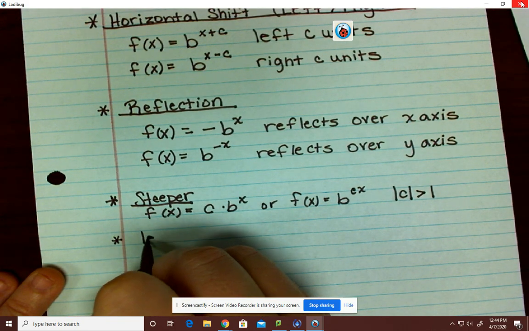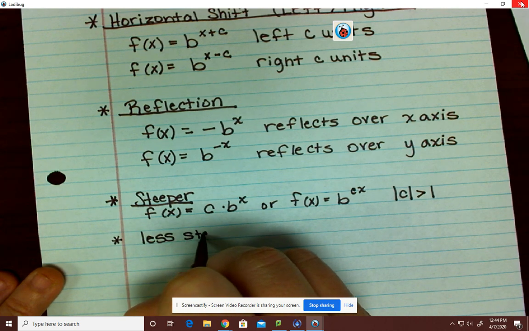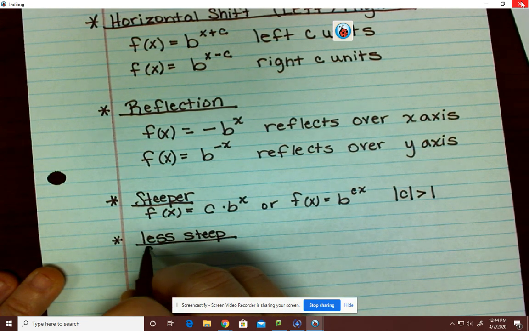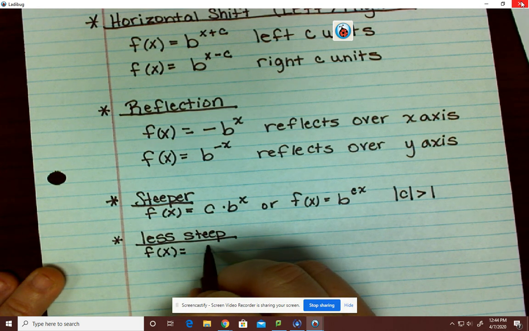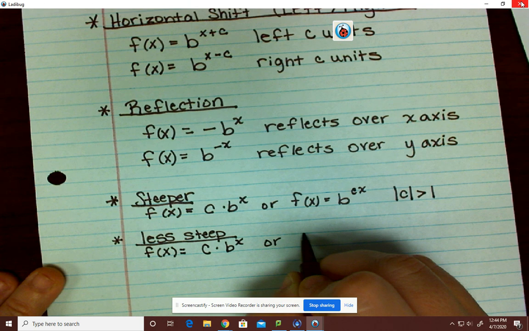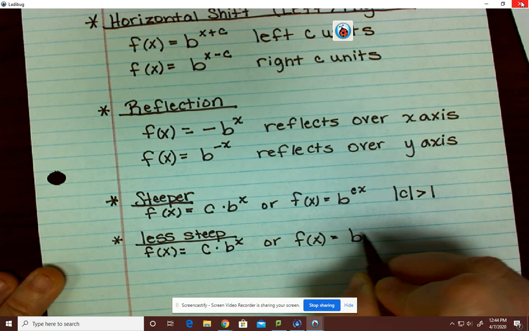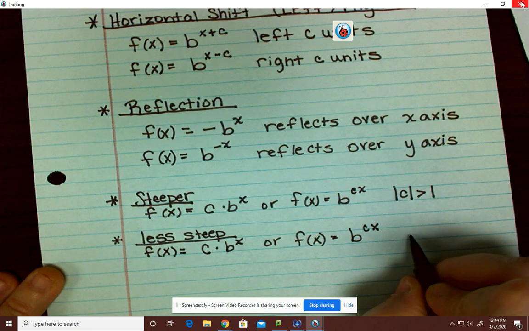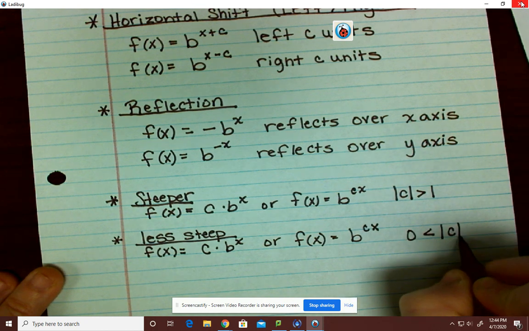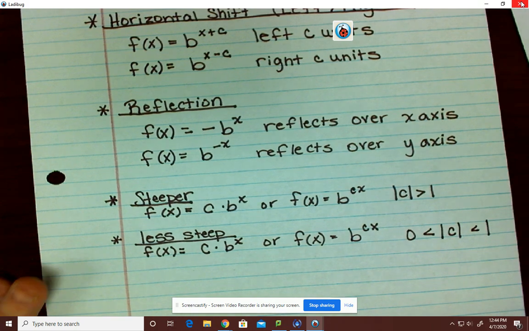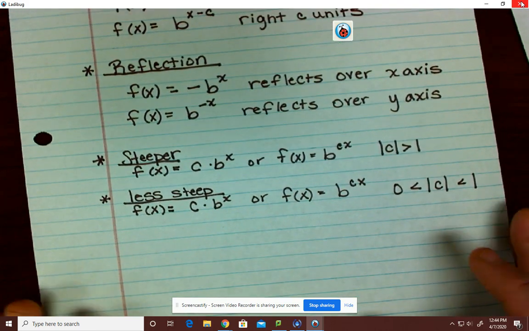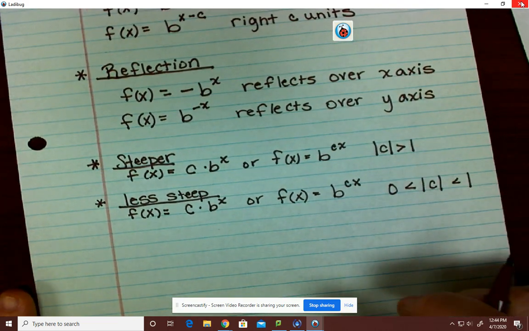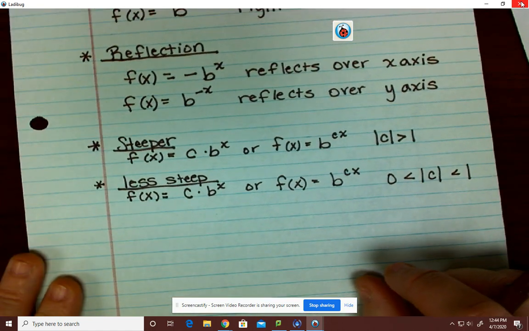And to make it less steep or wider, we're doing the same thing, but this time what we're multiplying by would be between 0 and 1. So a number like 1/2, 1/3, 0.8. Those numbers make it less steep. The higher the number makes it steeper. So if we multiply by a number that's greater than 1, that makes it steeper. Between 0 and 1, that makes it less steep.